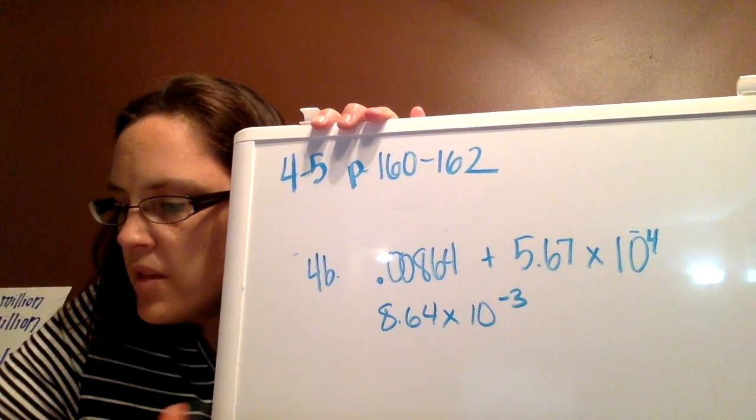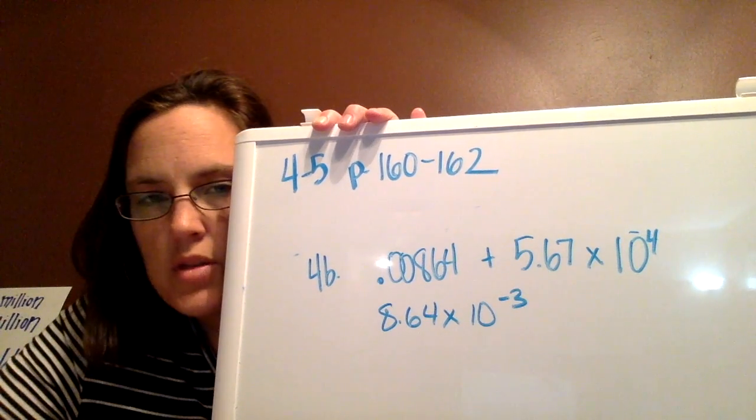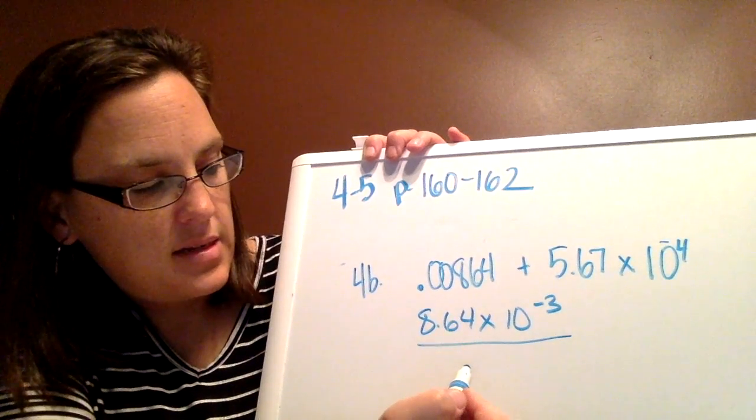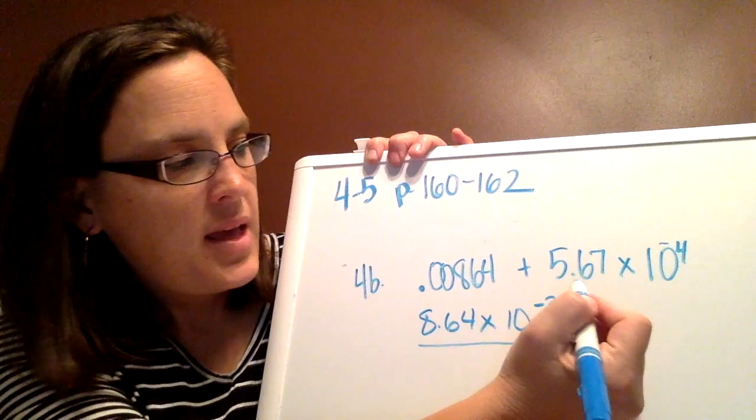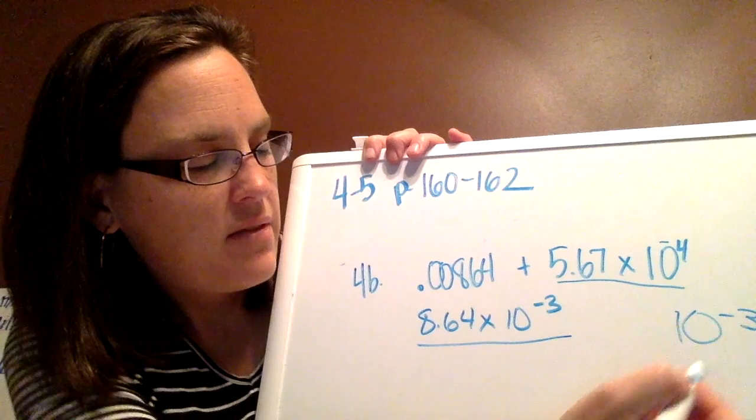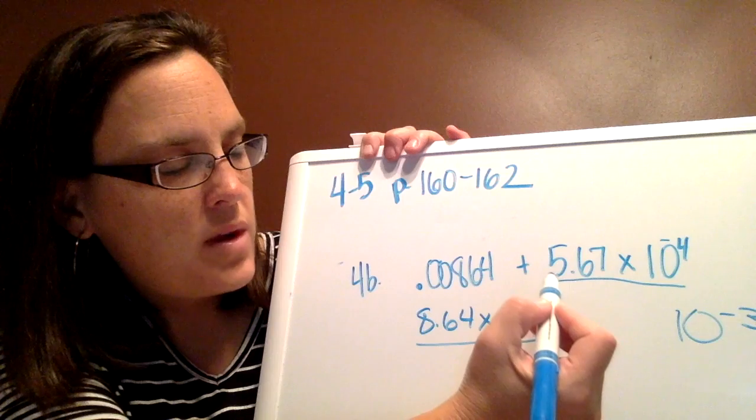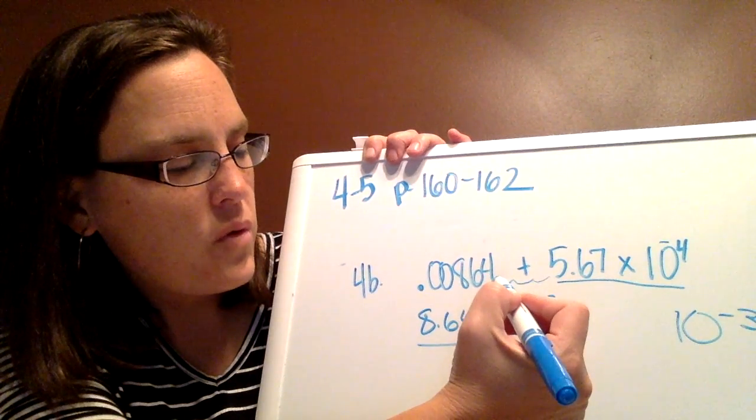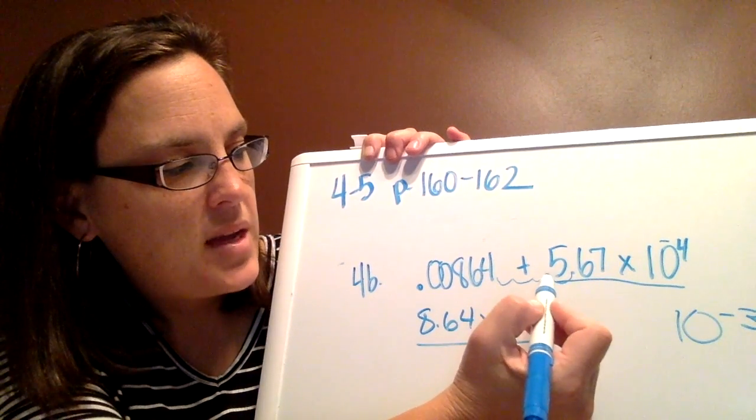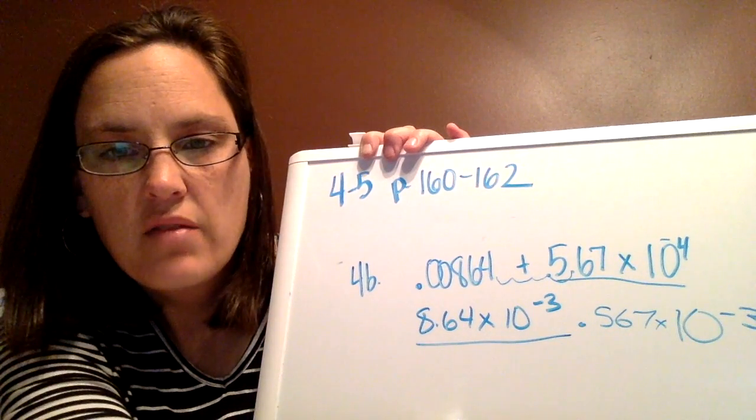Okay, so on the last example, we went with the lesser exponent. So on this one, let's go with the greater exponent. So let's leave this as 8.64 times 10 to the negative 3, and let's change this to something with 10 to the negative 3. So the original problem is 10 to the negative 4th, so we move that back 1, 2, 3, 4. And so if we want to change it to 10 to the negative 3, it's going to be 0.567 times 10 to the negative 3.